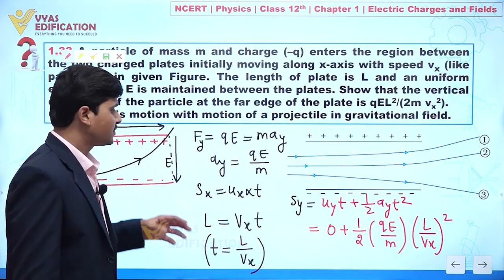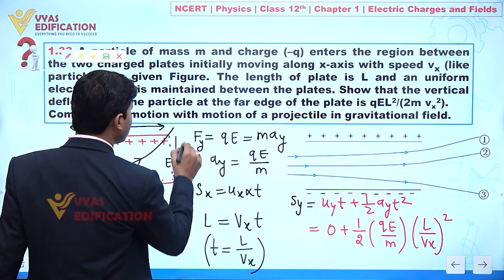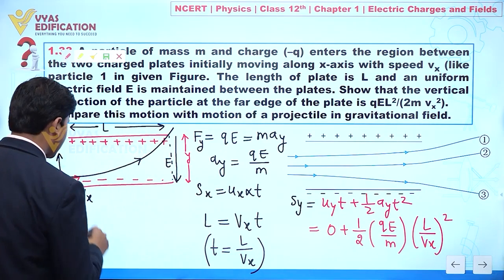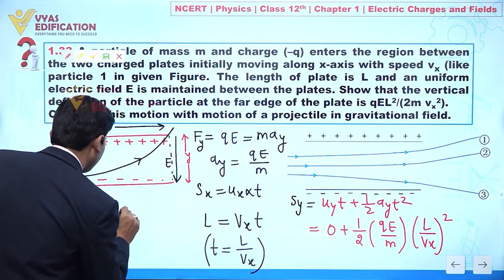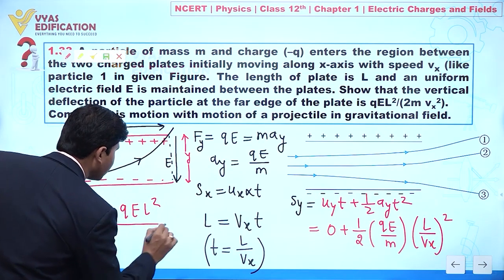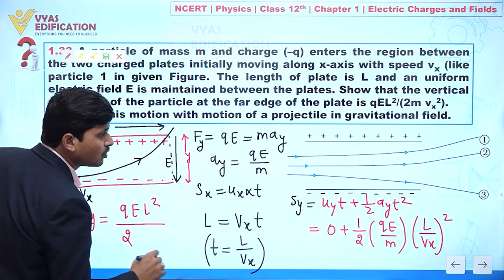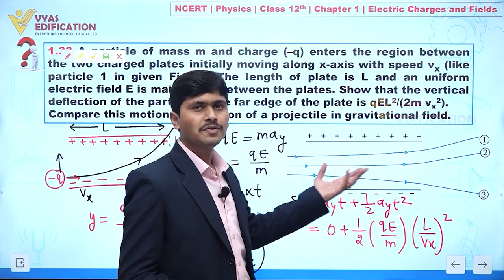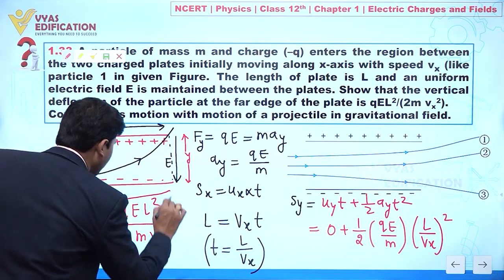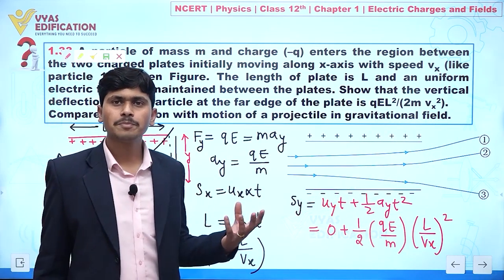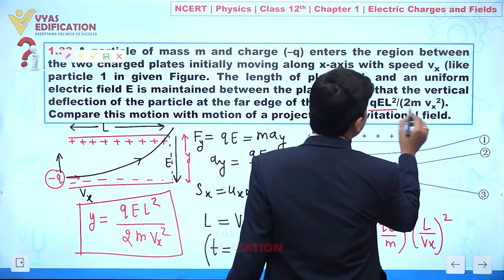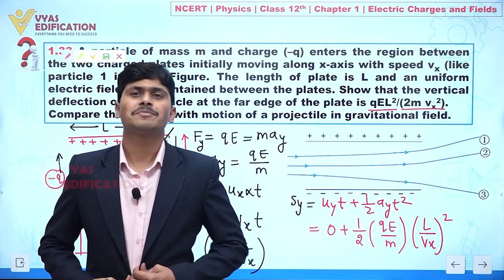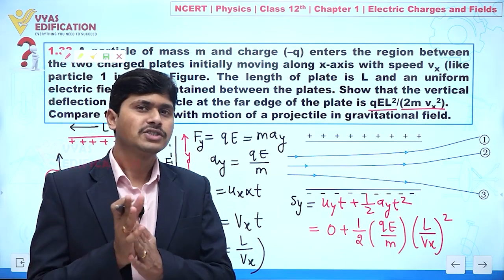Clear? So our objective in this question is to calculate the deflection. Let's suppose I am assuming the deflection in the vertical direction is y. Clear? So we can write y equal to QE L square upon 2 m Vx square. Clear? So we only have to prove this deflection. So this is our proved expression. Clear? QEL square upon 2m Vx square. Clear to everyone? So like this you can apply the concept of motion in a straight line. Yes or no?